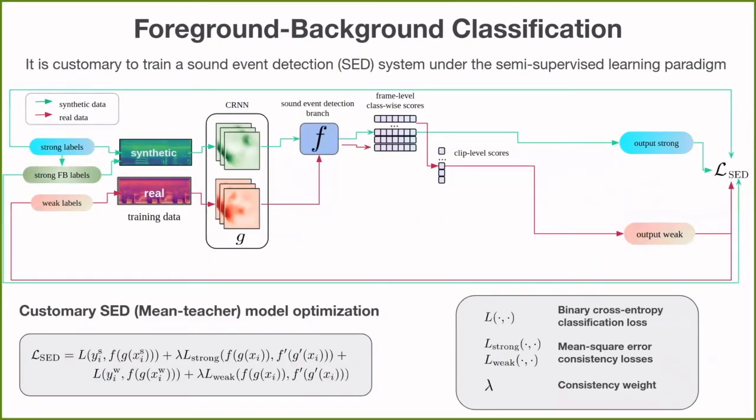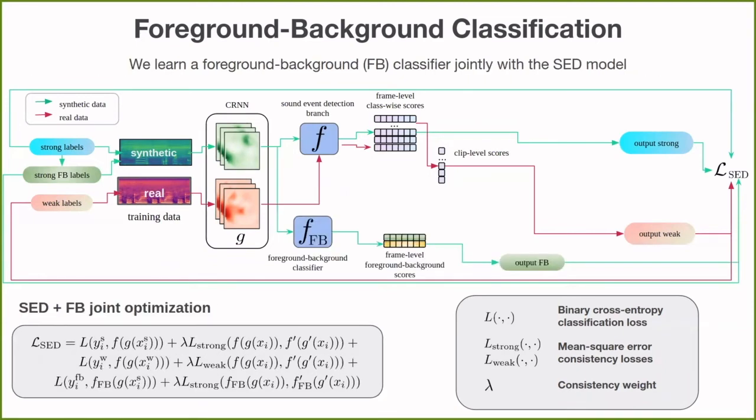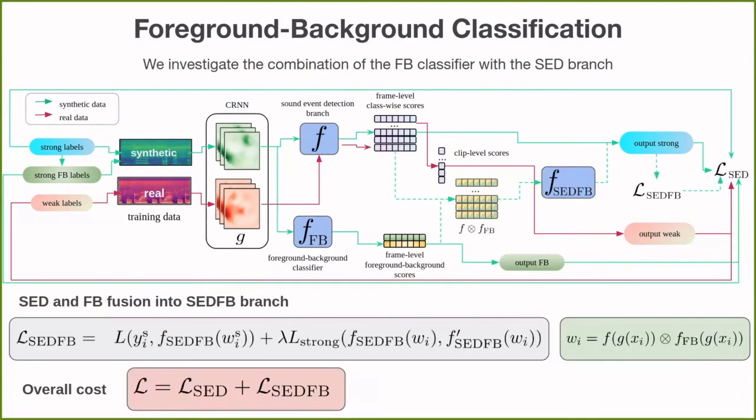It is customary to train a sound event detection system with semi-supervised learning using a mean teacher model. We add to the model a foreground-background classifier that is trained jointly with a sound event classifier in a multitask fashion to improve generalization. We also explored the fusion of both classifiers into a detection branch to refine outputs.